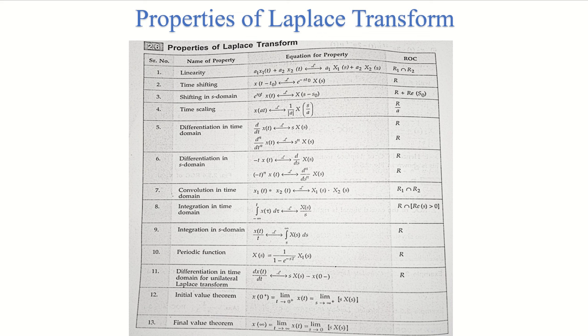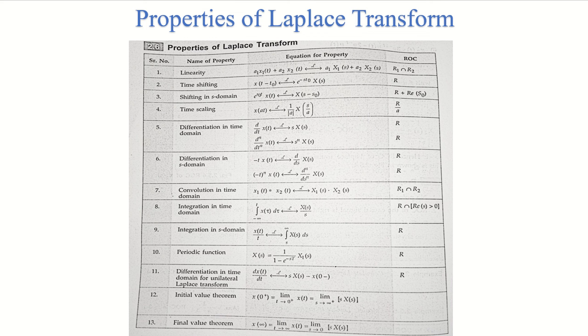You can also do the time shifting the same way we did earlier. For the time shift, you can say x of t minus t0. The Laplace transform of that will be e raised to minus s t0 times x of s, and its region of convergence will be R plus Re of s0. The time scaling property will remain as it is. There will not be a single change in the time scaling property, so I'm not even going to mention it.